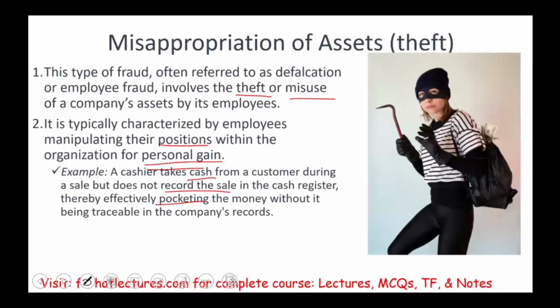So notice this type of fraud, taking the cash, did not even make it to the company's record. It did not make it to the balance sheet as cash. It did not make it to the income statement as revenue. So notice this fraud is not even on the financial statements at all. So it doesn't exist as far as the auditor is concerned.